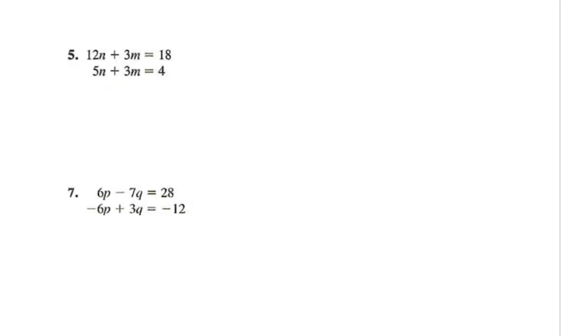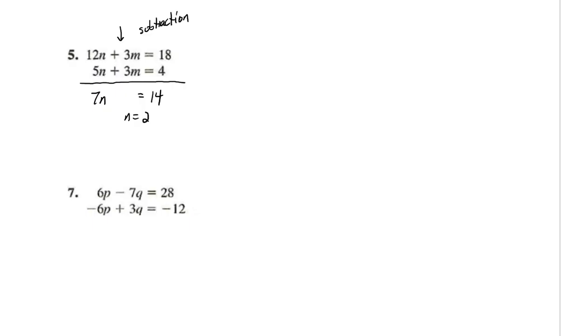Number 5. This time we have the same terms for m. So we can use subtraction to eliminate a variable. 12n subtract 5n is 7n. 18 subtract 4 is 14. Therefore, n is equal to 2.